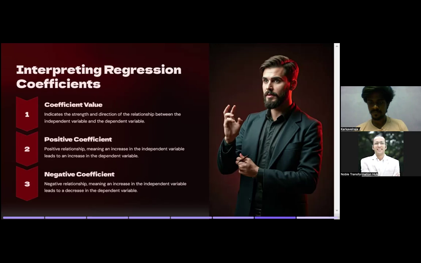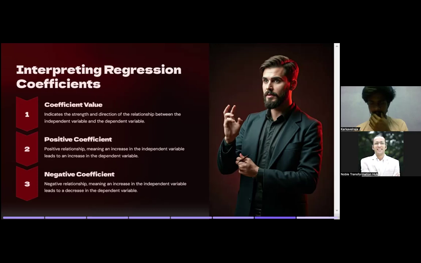So the coefficient value indicates the strength and direction of the relationship between the independent and dependent variable. That's the only thing. Coefficient value means it indicates strength and direction of the relationship between independent and dependent. That is what you have to remember.